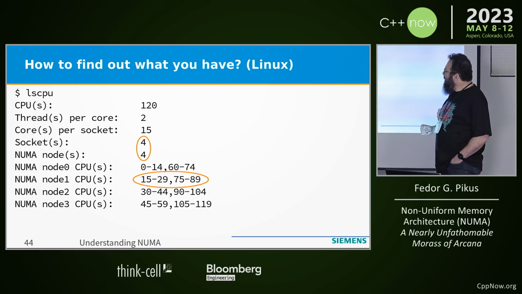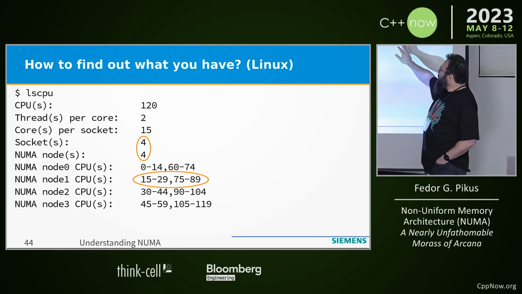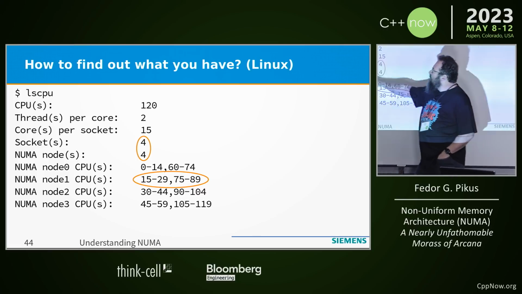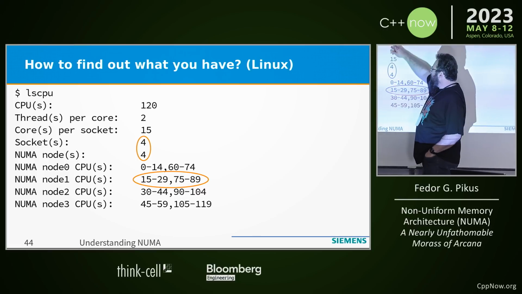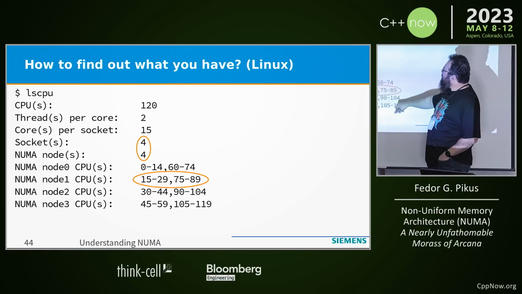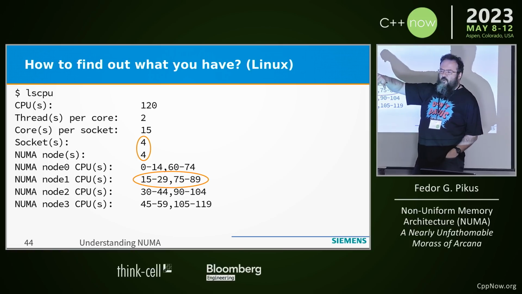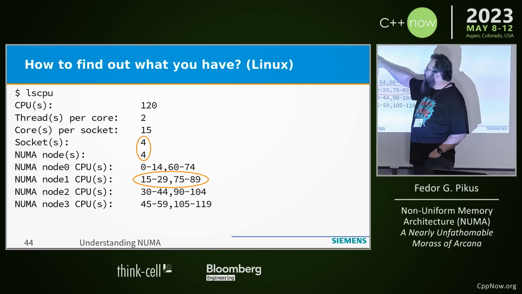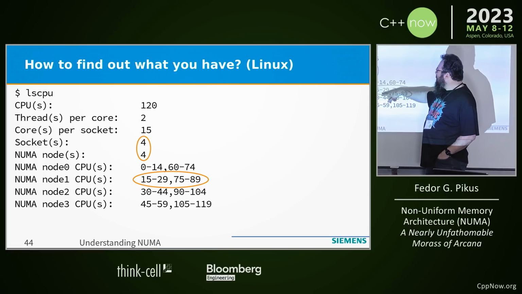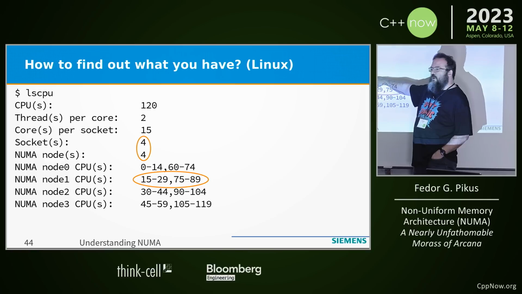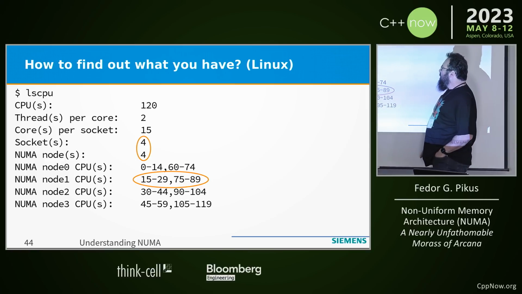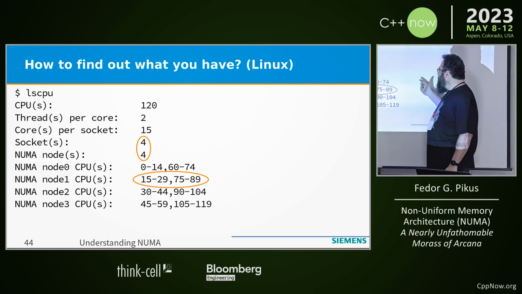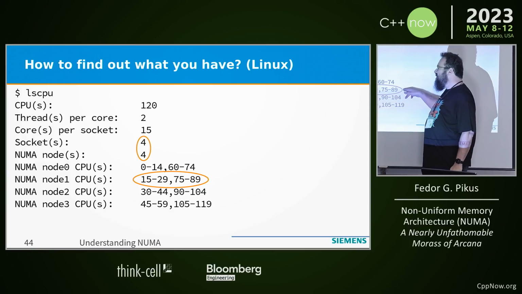Okay, so everything I'm showing you is for Linux. First of all, how to find out what you have? Like this. This tells you that this system has 120 CPUs, that's with hyperthreading, so 60 physical. 2 threads per core, 4 sockets, 4 NUMA nodes. And these are the CPUs for each NUMA node. One interesting thing is they don't have consecutive numbers.